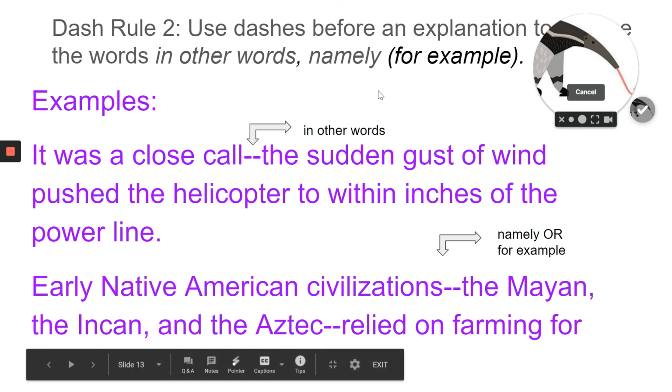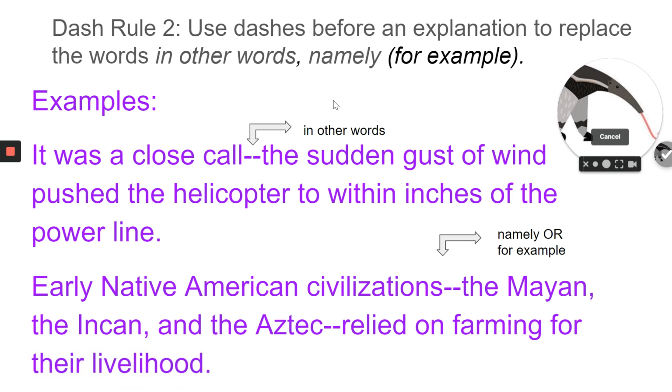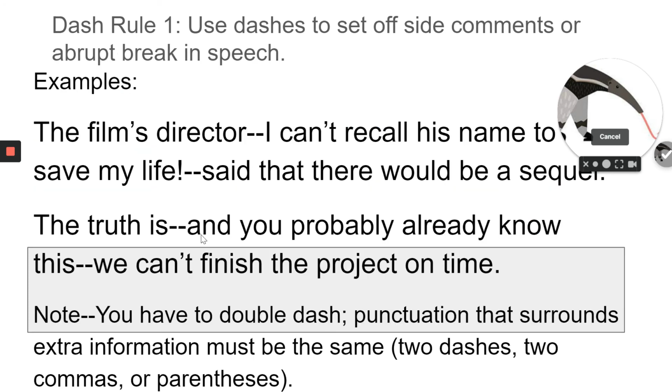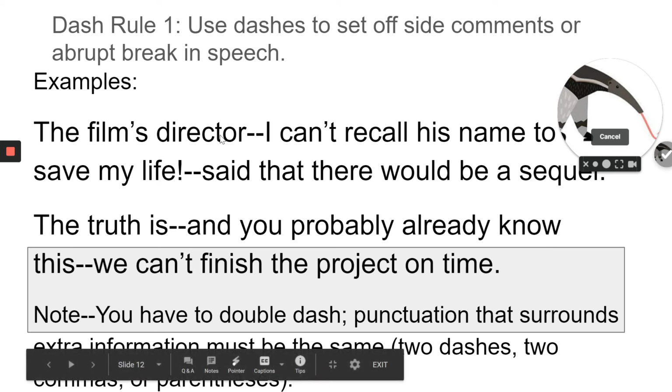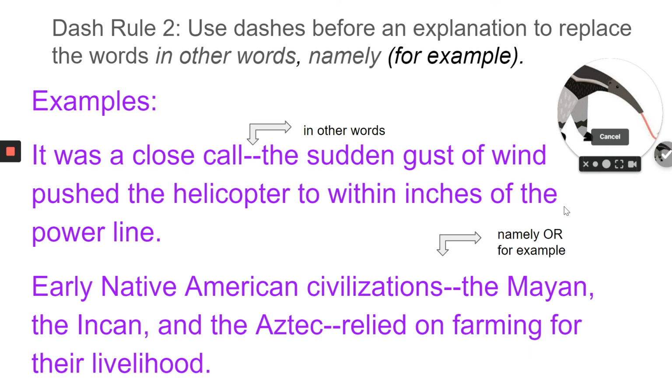You can use dashes before an explanation to replace the words in other words or namely. Okay, so this is to offset the entire statement. So, the film's director said that there wouldn't be a sequel. This is almost making it like a positive. You could take it out and the sentence would still make sense. Here, you're using this in place of saying in other words or namely.